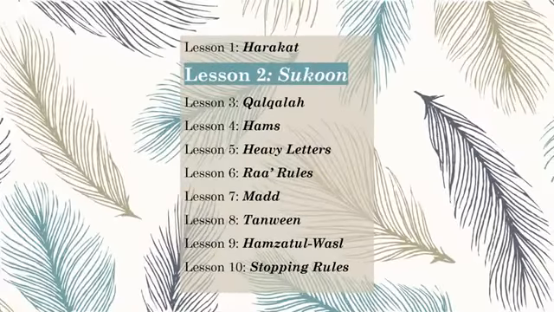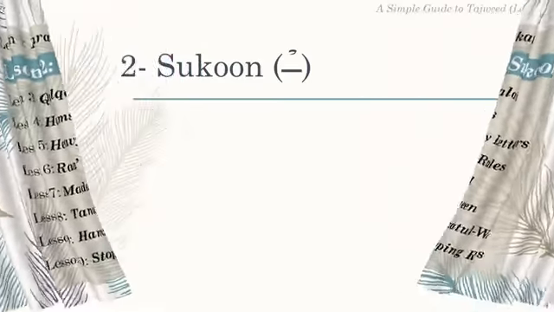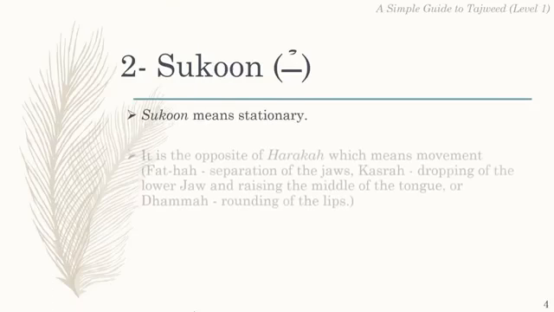Now let's start our lesson. In this lesson we will learn about Sukoon, how it looks like, and how and when it should be pronounced. Sukoon. Sukoon in Arabic means stationary.